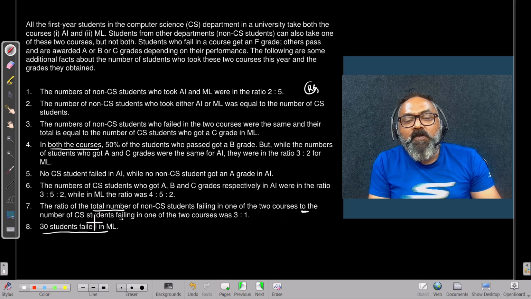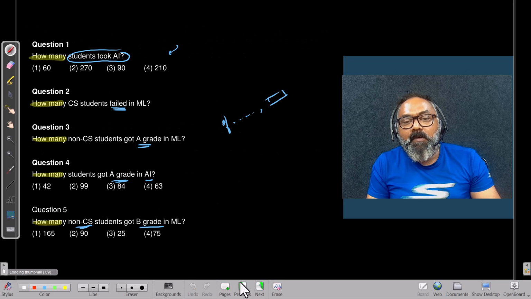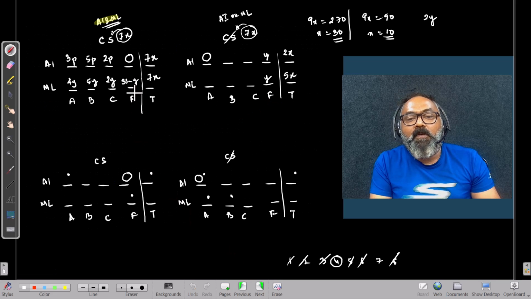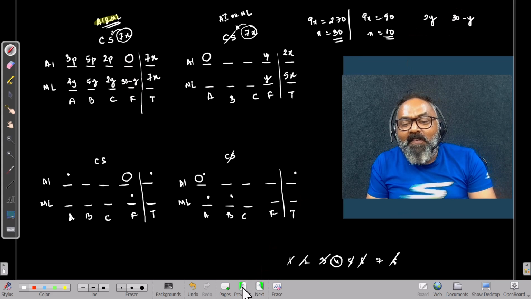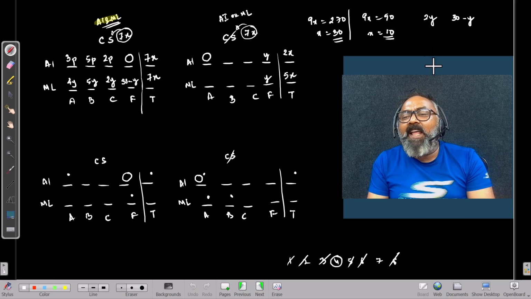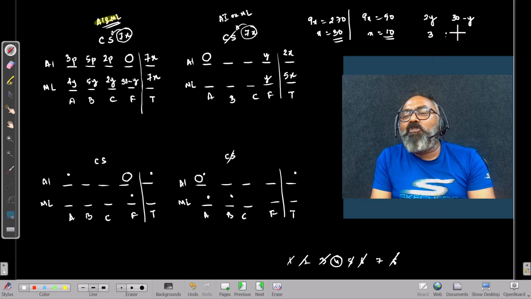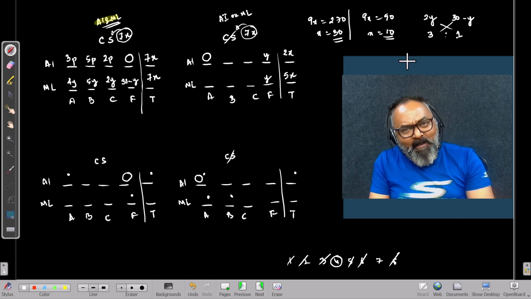2. The number of CS students failing in one of the two courses, which is just 30 minus y. There's no failure. 30 minus y is in the ratio 3:1. I think we can do some cross multiplication, which we have done in school.